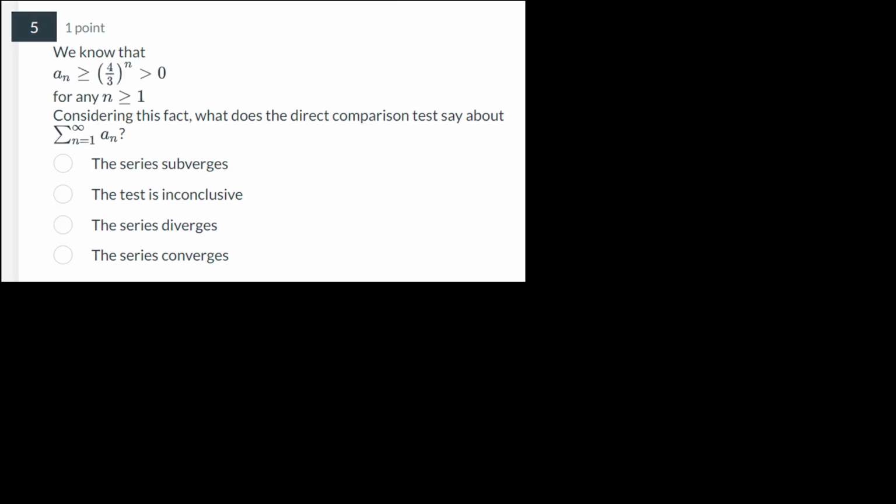For number 5, we have that some sequence is greater than or equal to 4/3 raised to the n, which is greater than 0, for n greater than or equal to 1. And then what does this tell us? We're using the direct comparison test. So if we look at the series from n equals 1 to infinity of just 4/3 raised to the n, this series is a geometric series, but it's going to diverge because our ratio is bigger than 1. So this geometric series is going to diverge.